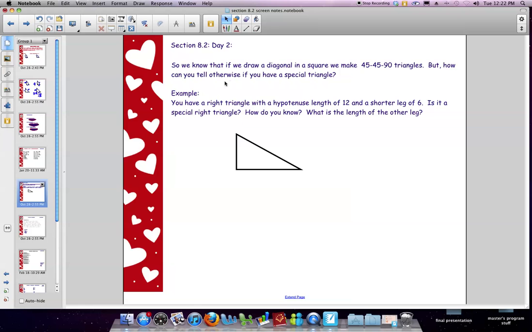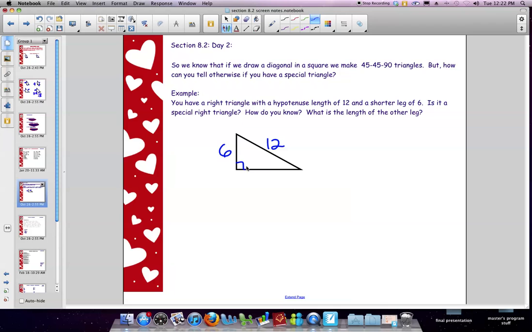It says this, okay? So if we drew a diagonal in a square, we know to make a 45, 45, 90 triangle. But how else can you tell if you have a special right triangle? Okay, so for example, if you have a right triangle that has a hypotenuse of 12 and has a shorter leg of 6, is it a special right triangle or just a regular right triangle?